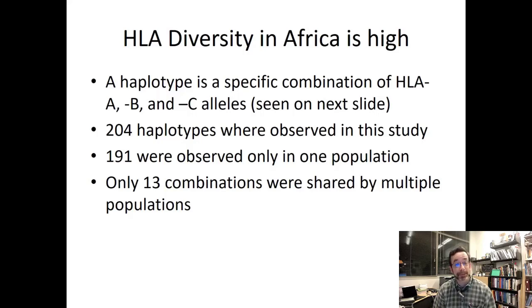Again, more haplotypes than you have people. 191 haplotypes were observed in only one population in the whole study. So that means only 13 haplotypes were actually shared by multiple populations. That's a small number, and that just says there's a lot of haplotypes, which means there's a lot of groups of HLA genes, a lot of diversity in Africa. It's one of the reasons why these studies are important to do in Africa, because there is so much genetic diversity that if we look at less diverse populations, we don't really understand all of the diverse combinations of receptors and genes that are out there.